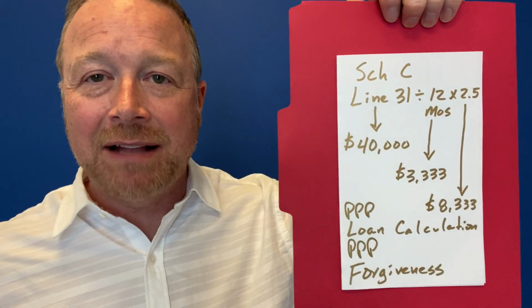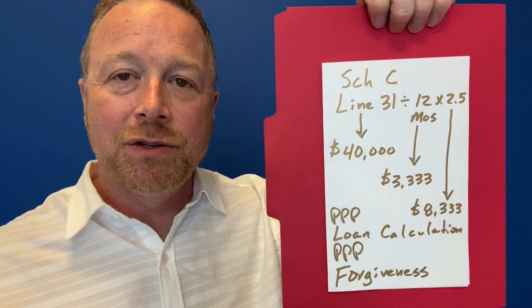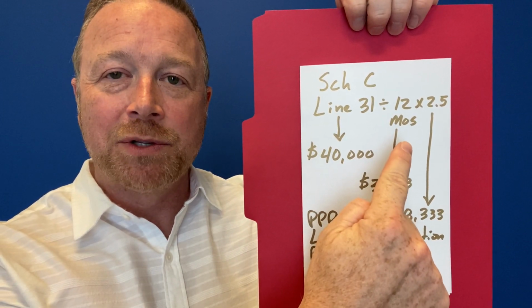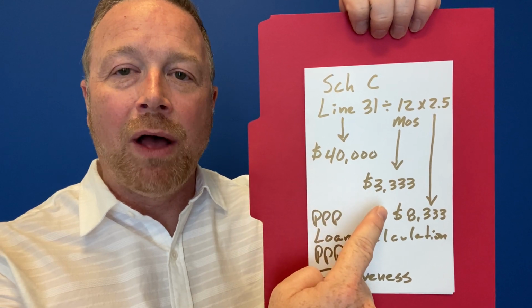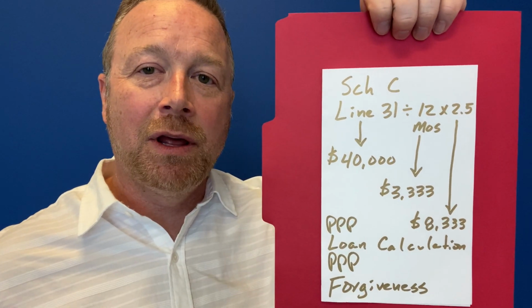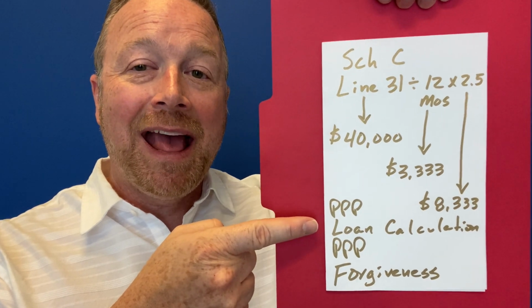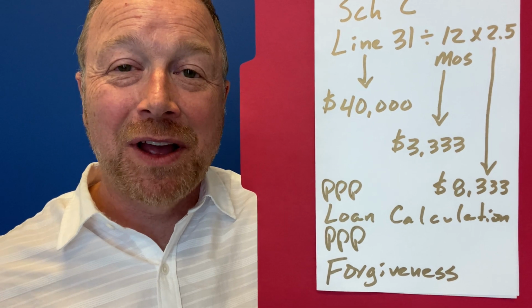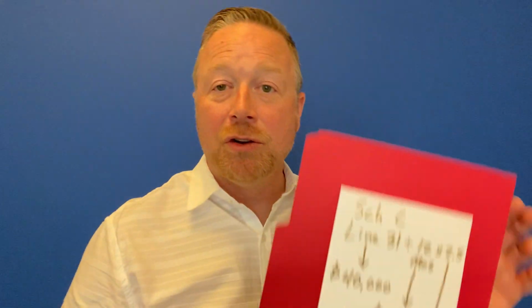I'm taking the Schedule C that we just did, and I'm indicating that we have a $40,000 profit. So we take that line 31, divide it by 12, which represents 12 months, times a factor of 2.5. So we take the 40,000 and divide it by 12, which is $3,333, times a factor of 2.5, and that's $8,333. Boom, check it out. That's how you determine your PPP loan, and that's how you determine your PPP forgiveness on this easy application. Literally, what they want to see is this Schedule C, that line 31, and then you're just doing that calculation.